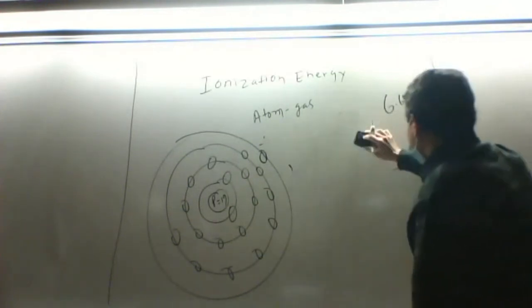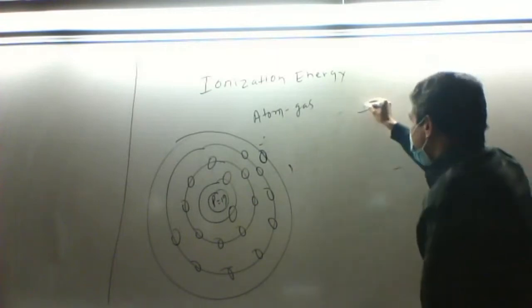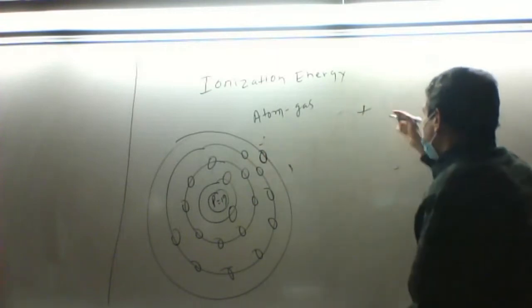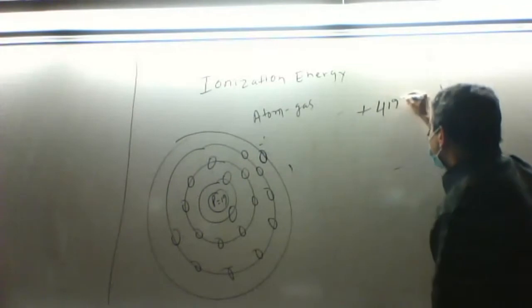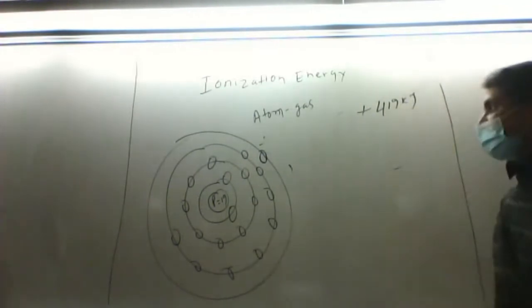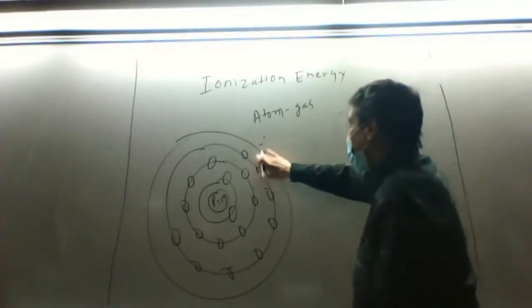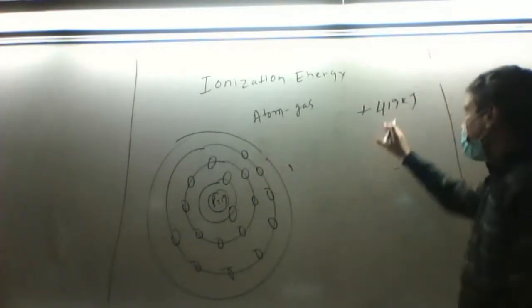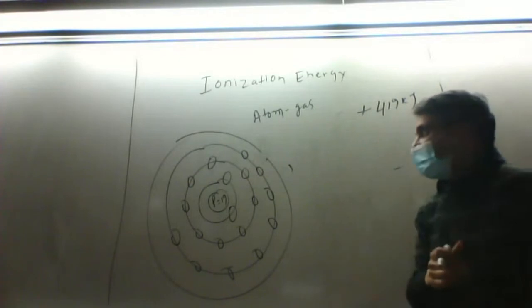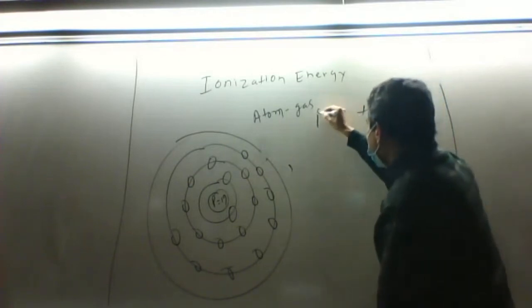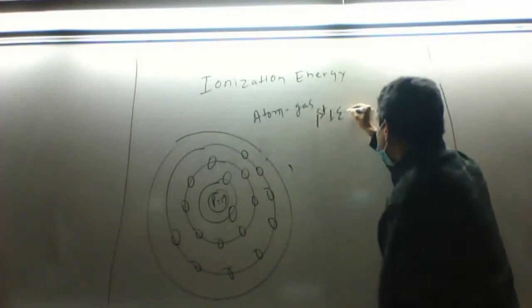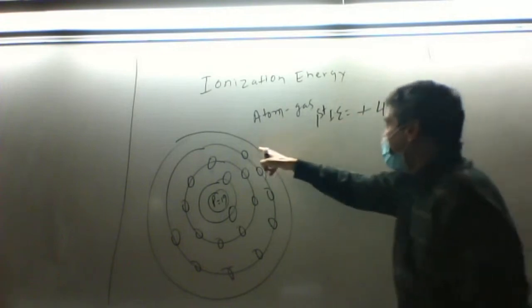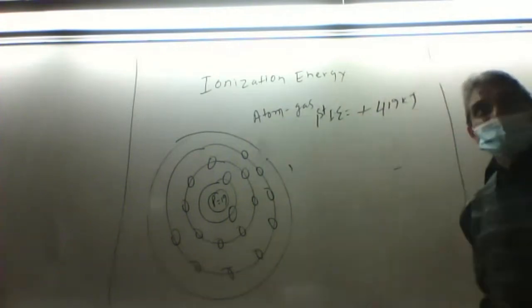So how much is the first ionization energy? To just throw this electron out, I need to give 419 kilojoules of energy for 1 mole of atoms. So this electron is already gone when I give this much energy. Now, this is called the first ionization energy. First ionization energy means that to remove the first electron, I need to give that much energy.